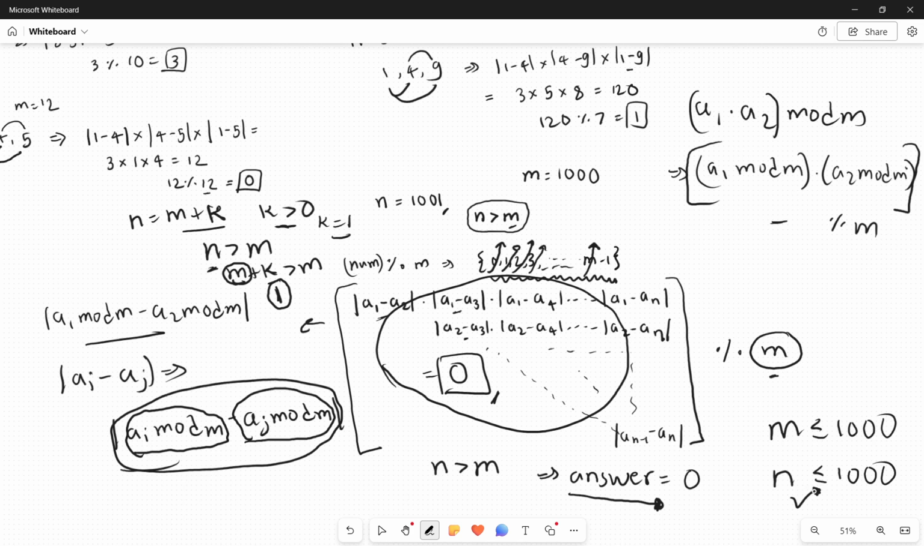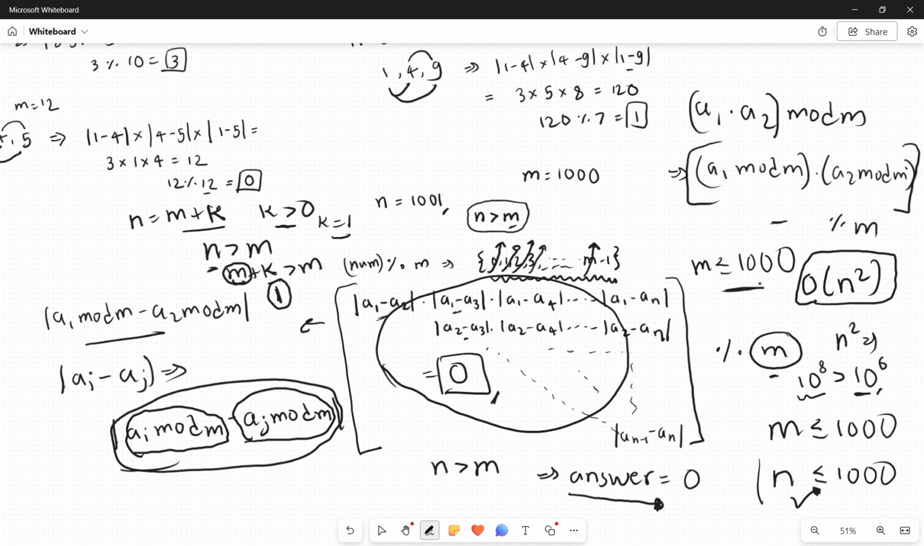Okay, so now if I write an O of n square solution, then it can pass within the time limit, right? Because n square will be 10 to the power of 6 in the worst case, which is still less than 10 to the power of 8, the typical machine operations per second. Okay, so it can pass because of this constraint of m, that m is less than or equal to 1000. So that was the observation to be made in this question. So let us head to the code.